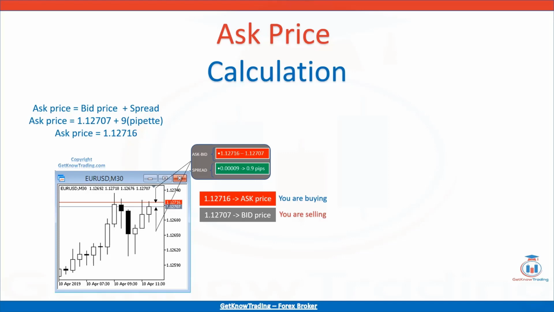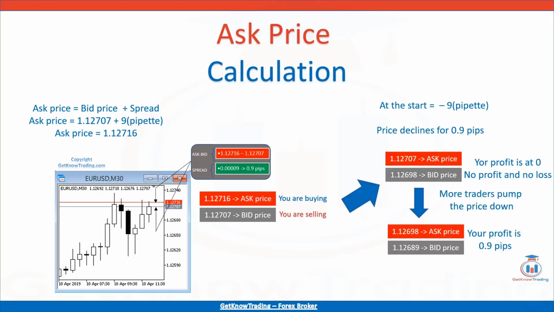In case the bid price is 1.12707 and the spread is 0.9 pips, then the ask price is equal to 1.12707 plus 9 pipettes, which gives you at the end 1.12716. Here is an example with the ask price. For example, let's say you want to sell the EUR/USD pair where the bid price is 1.12707 and the ask price is 1.12716. The price you will get will be the bid price, because someone on the market is ready to buy that pair from you for that price.